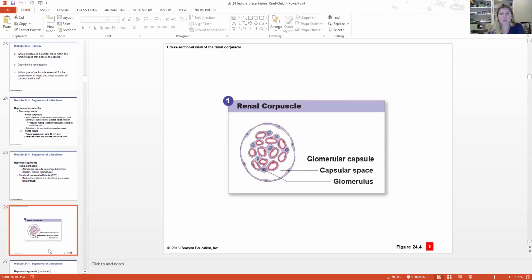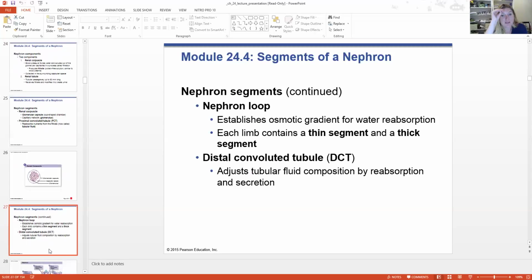So there's our renal corpuscle. This is a cross section. So you see the glomerulus, there are all these capillary networks in there. That's what all those little pink circles are. The nephron loop is the next step on the tour through the nephron. So you have the proximal convoluted tubule, then the nephron loop. The nephron loop is just that. It's this long tube that loops down and swoops back up.